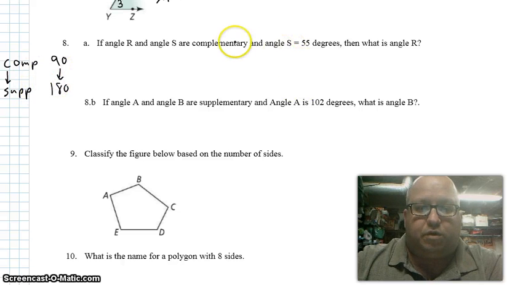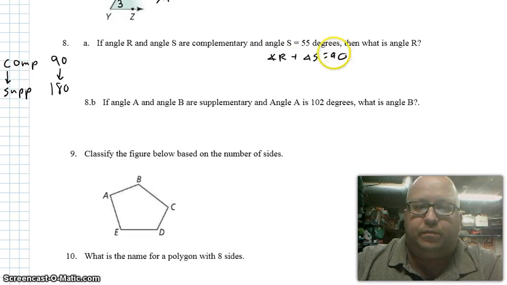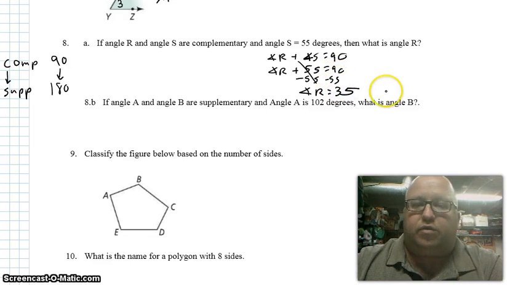So let's see. If these two are complementary, then angle R plus angle S equals 90. Well, S is 55. That can go right here. Angle S, sorry. And angle R is unknown. R plus 55 equals 90. Subtract 55, subtract 55. This will cancel. Angle R equals 90 minus 55 is 35.